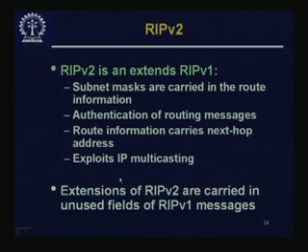RIP version 2 is an extension of RIP version 1. Subnet masks are carried in the route information. Now, what is a subnet mask? Well, I might as well tell you a little bit about subnet masks at this point. The point is, I mentioned earlier that in your full IP address, which is 4 bytes for the time being in IP version 4.